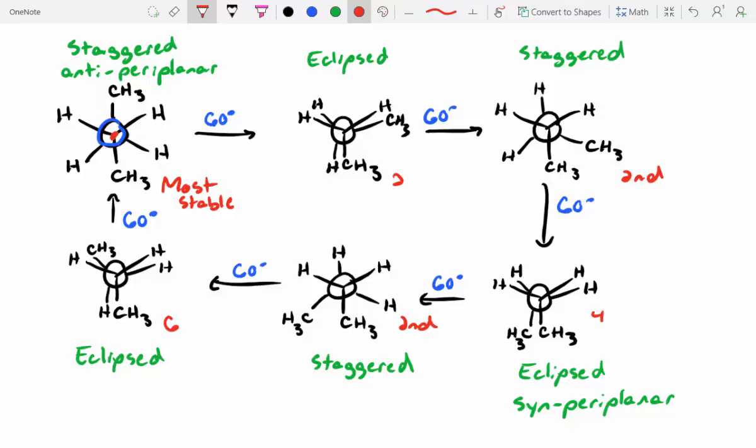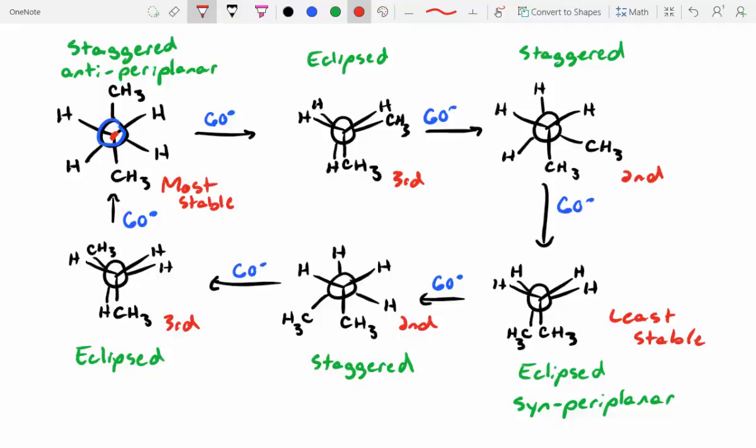And then what do you think about third most stable? 2 and 6. So both 2 and 6 are eclipsed where we've got a methyl group overlapping with a hydrogen in 2 spots. So I agree. This would be third, and this one would also be third. And that leaves, last but not least, this one as least stable.